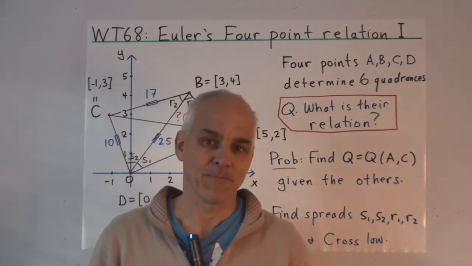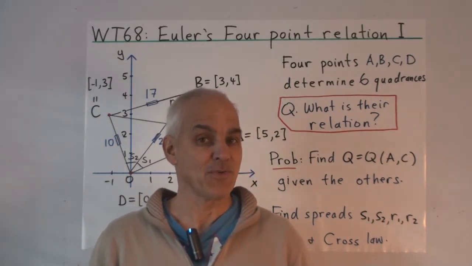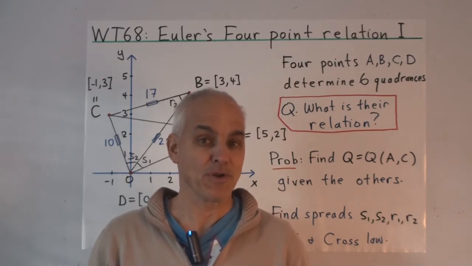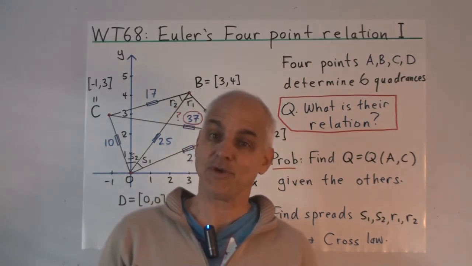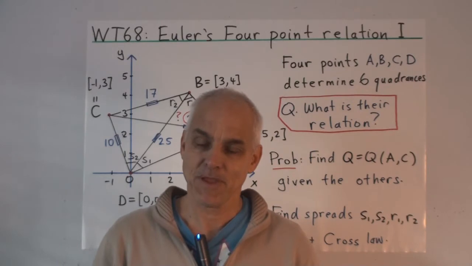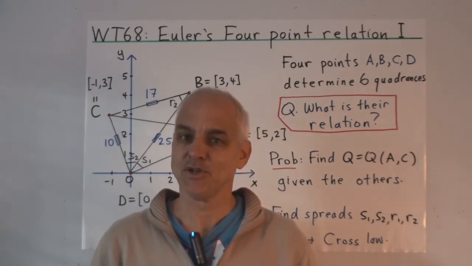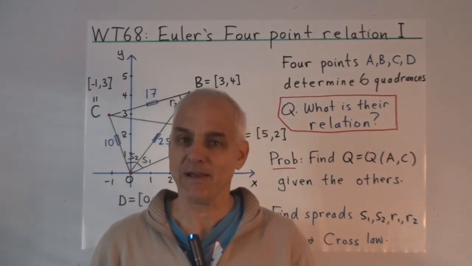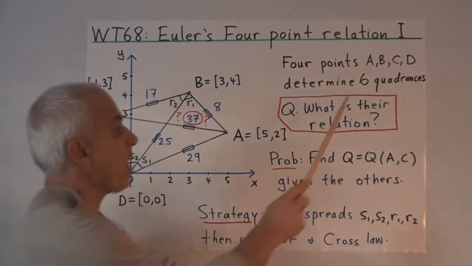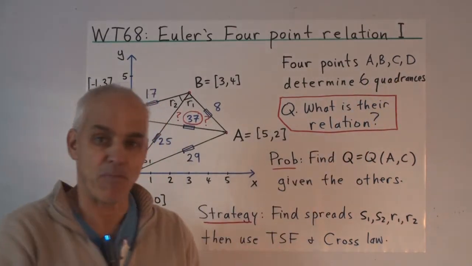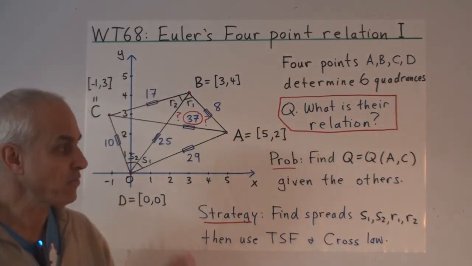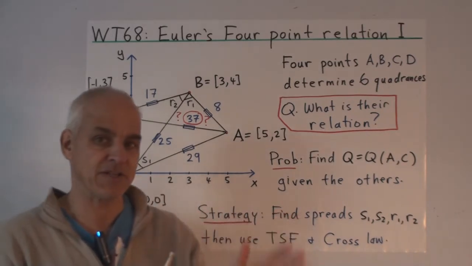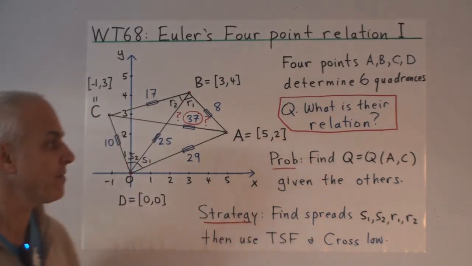derived by Euler. Or actually it's a consequence of a formula that Euler derived for the volume of a tetrahedron in 3-dimensional space. But when we restrict it to 4 points lying in a plane, then we get a relation between quadrances determined by 4 points. And that's what we're heading for. We're heading to try to understand what that relation is and try to find it.